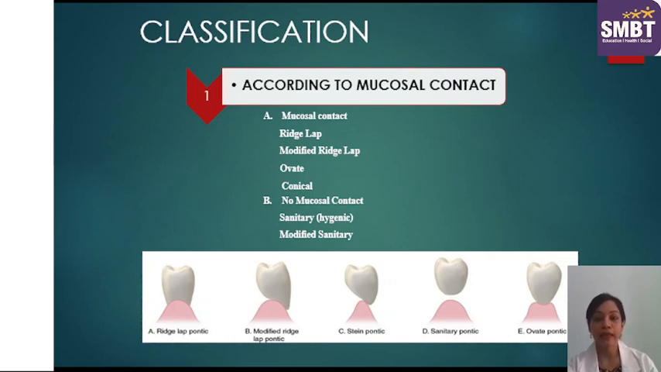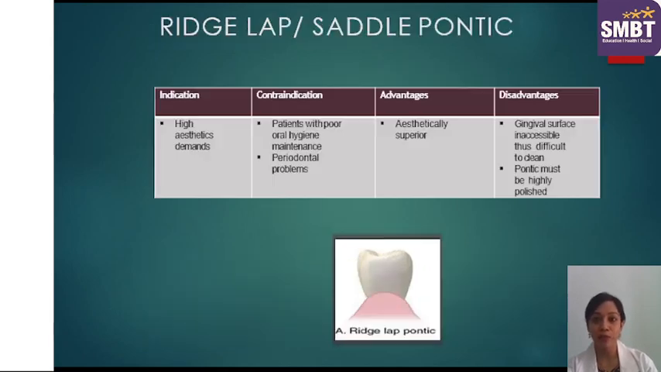The mucosal type has the following: ridge lap, modified ridge lap, ovate and conical. Whereas the non-mucosal type has two types, that is sanitary and modified sanitary. So the picture here clearly depicts how the different designs are. Let us see them a little bit more in detail.